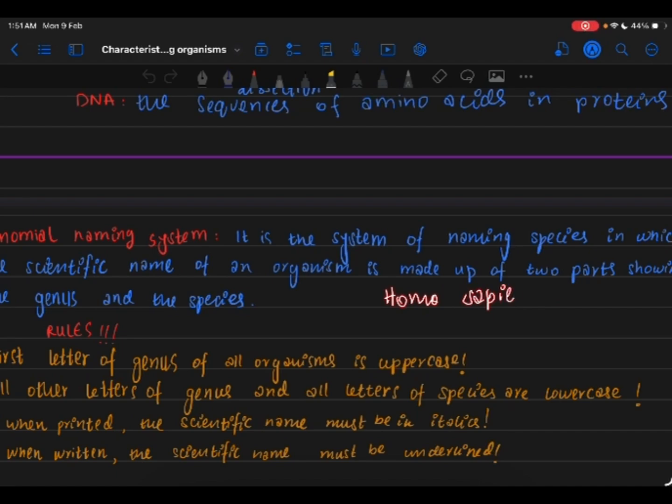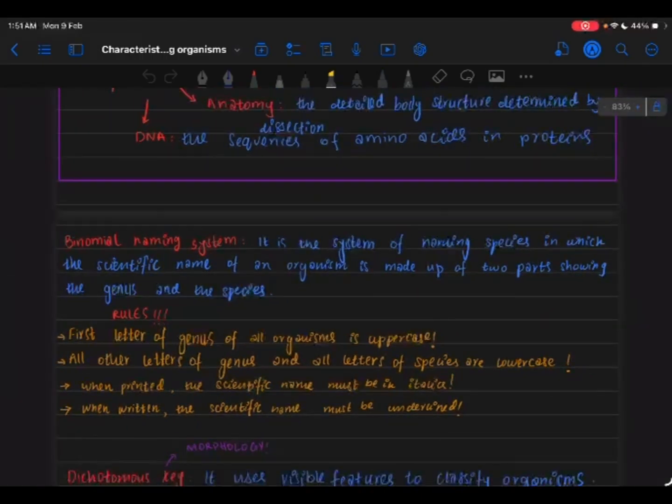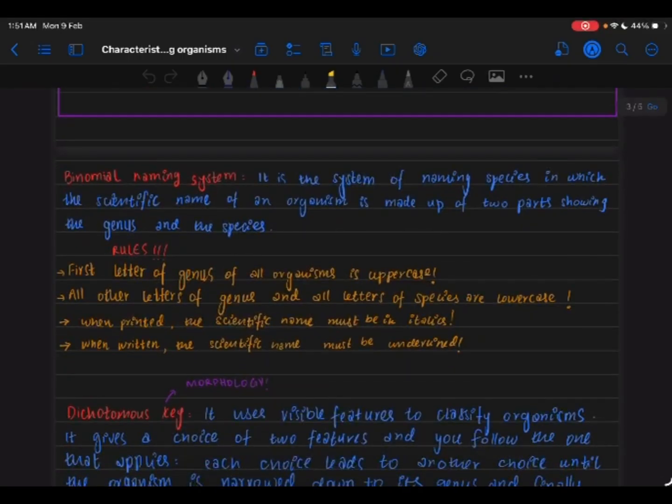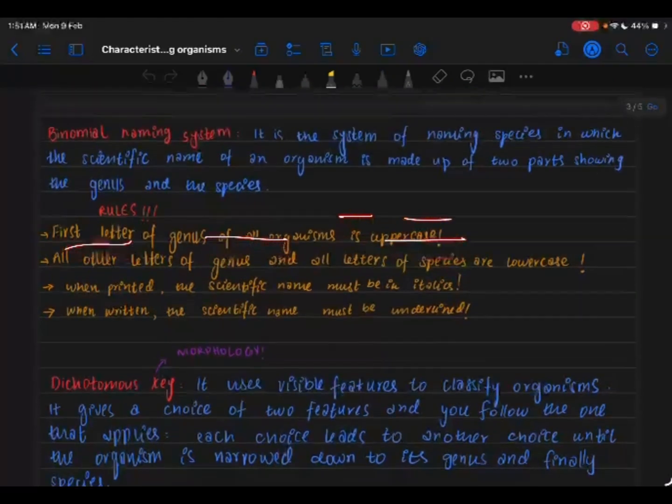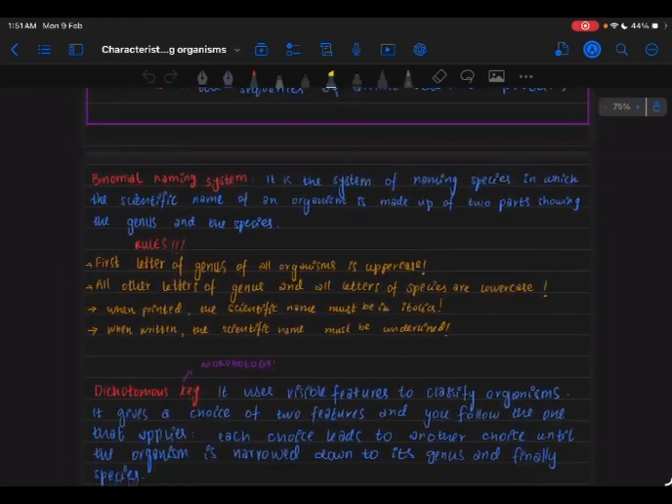If I were to give you an example, Homo sapiens, that's us right there. If you notice, only the H of this whole name is capital, everything else is lowercase. That is the main rule that you need to remember, because it is tested quite a lot in the exam. So, super important, these first two rules are what I just went over. These last two rules, if you're an overachiever you can look at them, but they're not that important really. It just says when printed, the scientific name must be in italics, and when written, the scientific name must be underlined, okay?